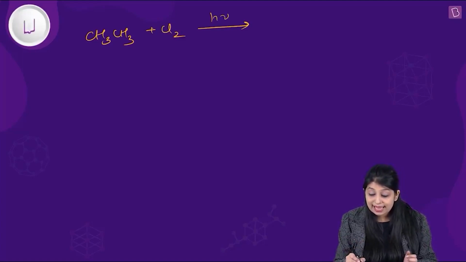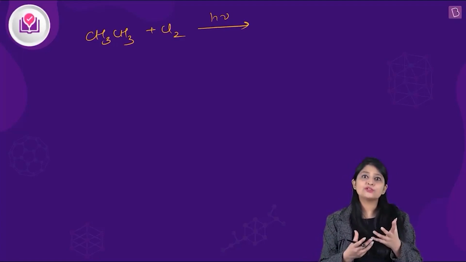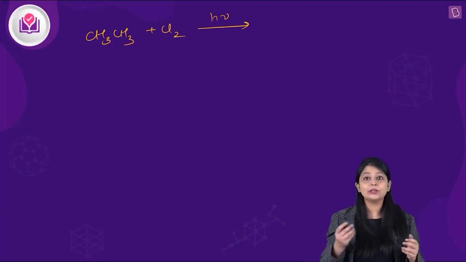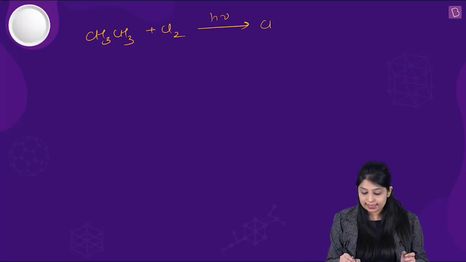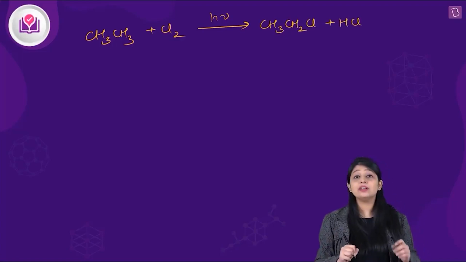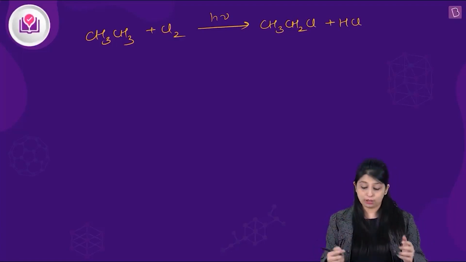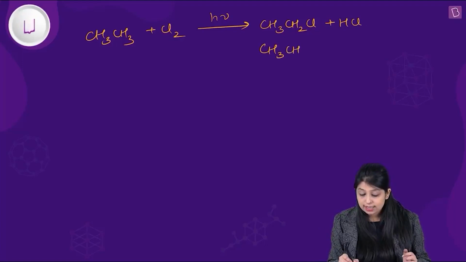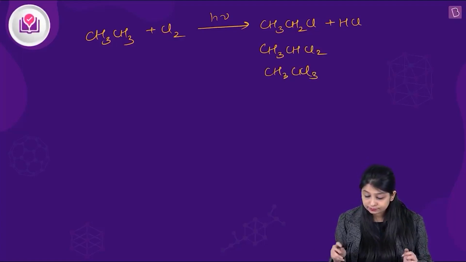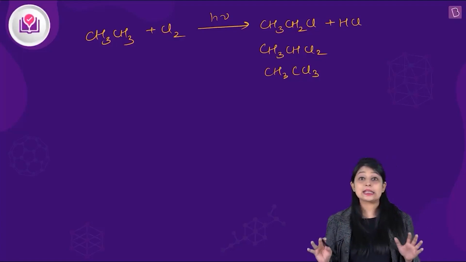What happens in the halogenation reaction of alkanes? One or more than one hydrogen atoms in the alkane are replaced with the halogen atom, which is the chlorine atom in this case. So we'll get CH3CH2Cl plus HCl. However, the reaction does not stop here. We get multiple products such as CH3CHCl2, CH3CCl3, right? So there are many byproducts formed in this reaction.